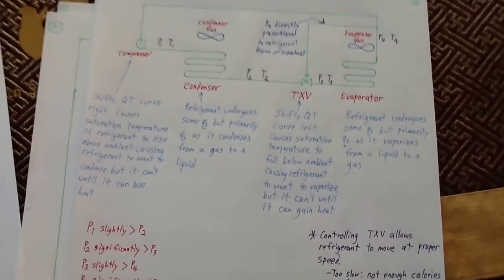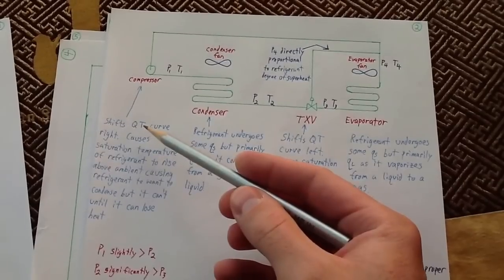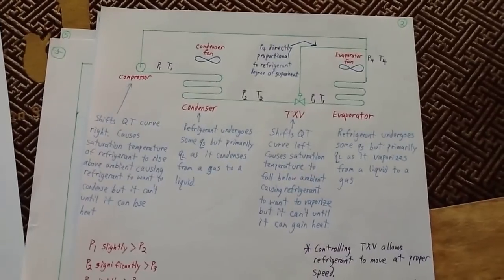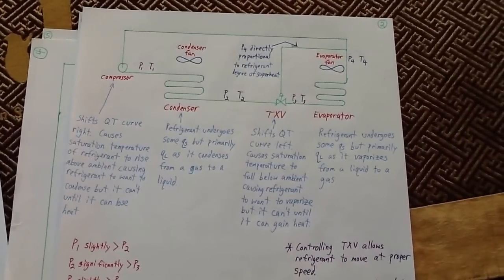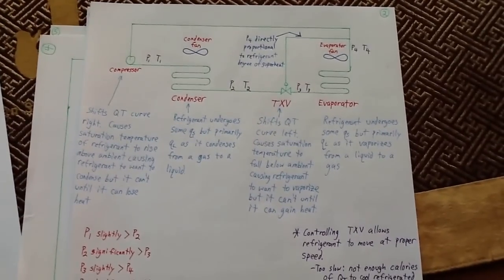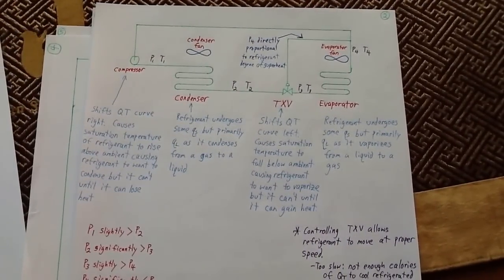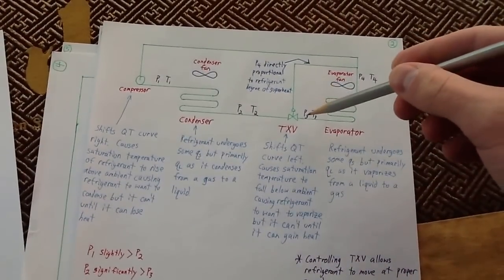Okay, so right here, the compressor, again, we wanted to shift this heat versus temperature curve to the right. The thermal expansion valve does just the opposite. It shifts the heat versus temperature curve to the left. It causes the saturation temperature, because we shifted it over to the left, to fall below the ambient temperature of the refrigerant, which is going to cause the refrigerant to want to vaporize. But once again, it can't vaporize until it gains heat.